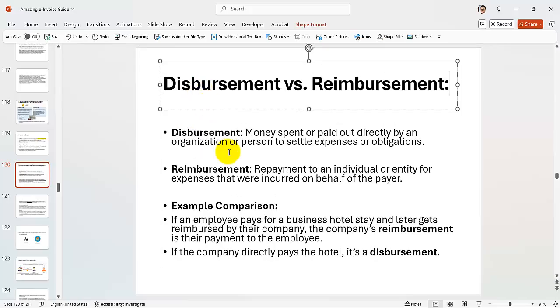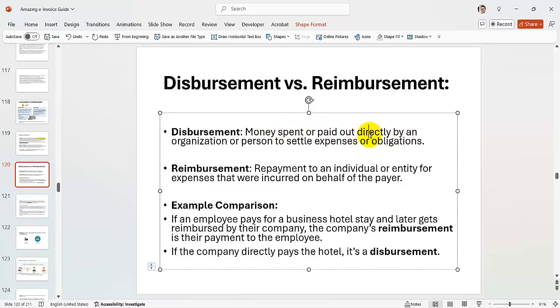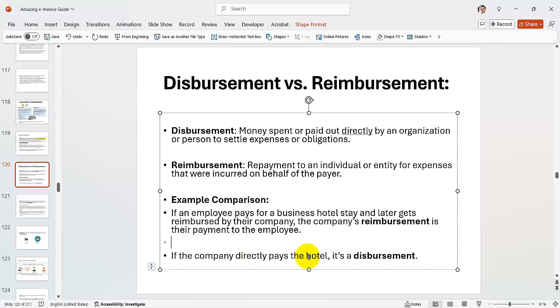Disbursement is money spent, paid out directly. The key about disbursement is that it is paid directly by an organization to settle expenses. Reimbursement is repayment to an individual for expenses that were incurred on behalf of the payer. So here is another example: the employee pays for the business hotel stay and later gets reimbursed. That's called reimbursement. Now, if the company pays directly, that's called disbursement. Usually the finance department will arrange that.